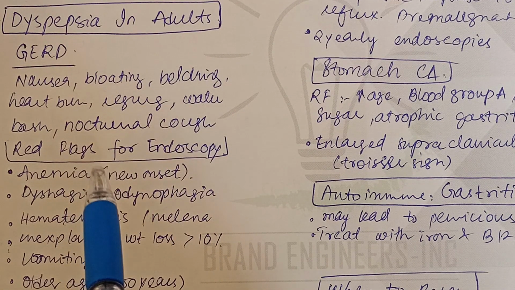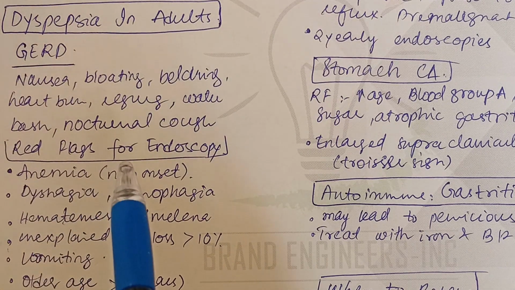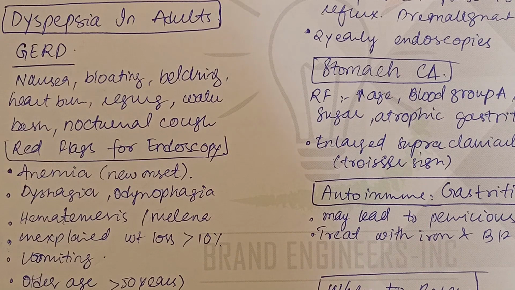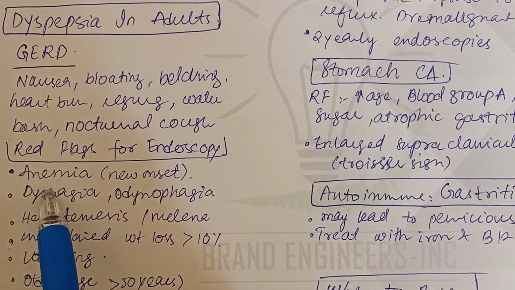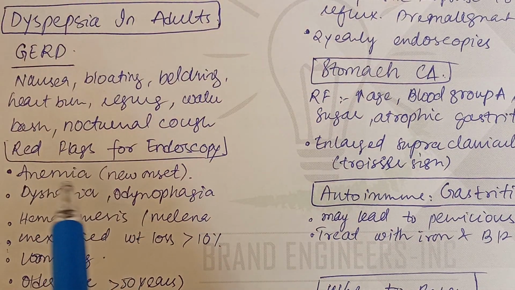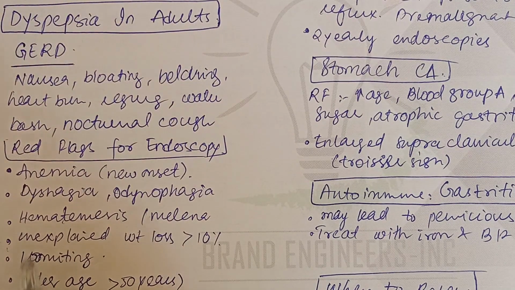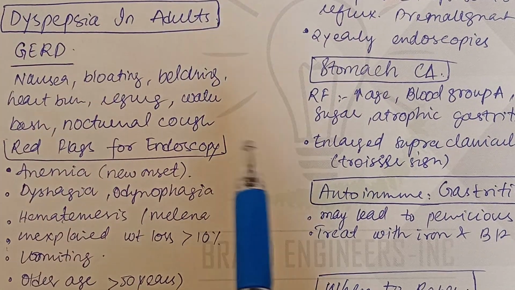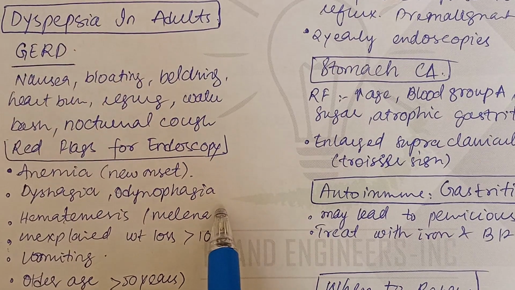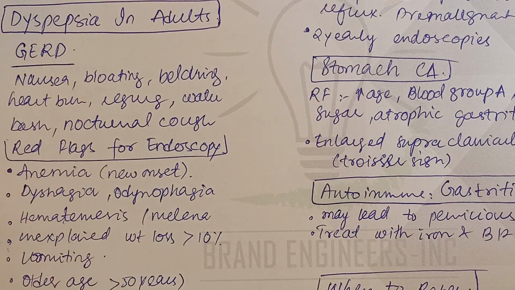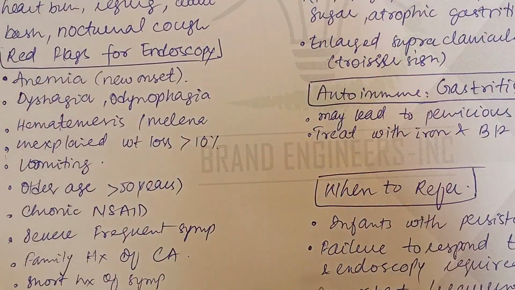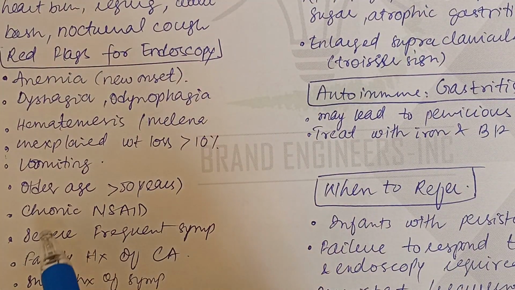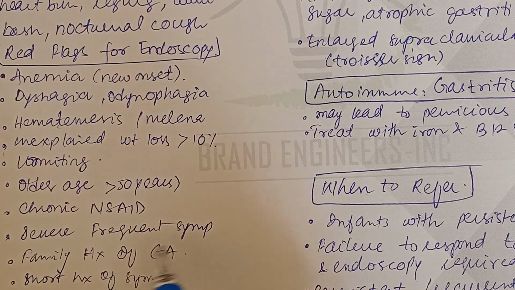So what are the red flags which point towards endoscopy? Some of the red flags associated with gastroesophageal reflux disease, for which we have to do endoscopy, are anemia. If the patient has GERD and a new onset anemia, dysphagia or odynophagia, hematemesis or melena, unexplained weight loss of more than 10%, vomiting, older age of more than 50 years, and chronic NSAID usage.